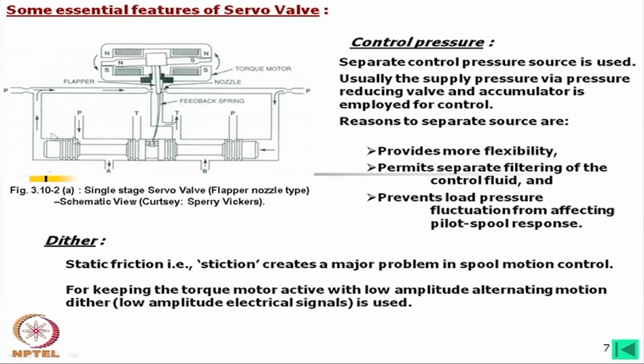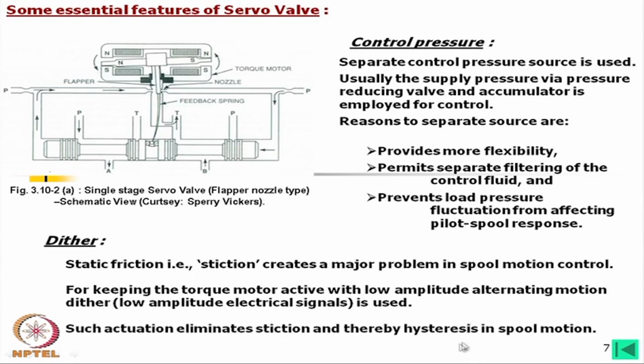So, a dither along with this electrical system in the torque motor is essential for a servo valve. Such actuation eliminates friction and thereby hysteresis in spool motion. Okay. We can say this may not be totally eliminated, but it definitely reduces.